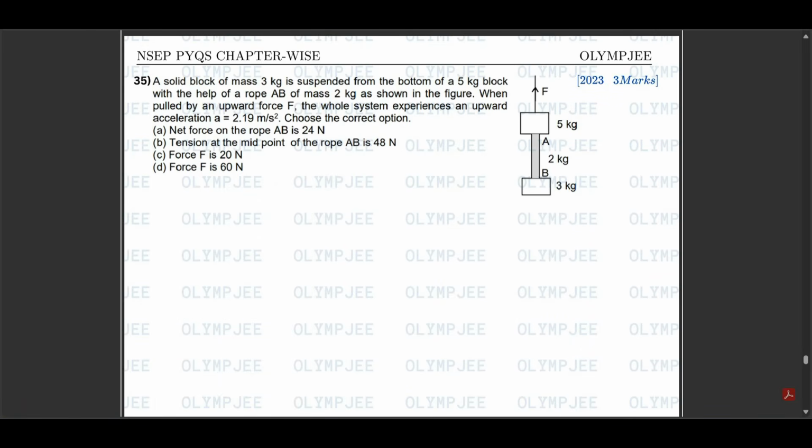And so the next question is question 35. It says that a solid block of mass 3 kg is suspended from the bottom of a 5 kg block with the help of a rope of mass 2 kg. When pulled by upward force F, the whole system experiences an upwards acceleration of 2.19 meter per second square. So we have to choose the correct option.